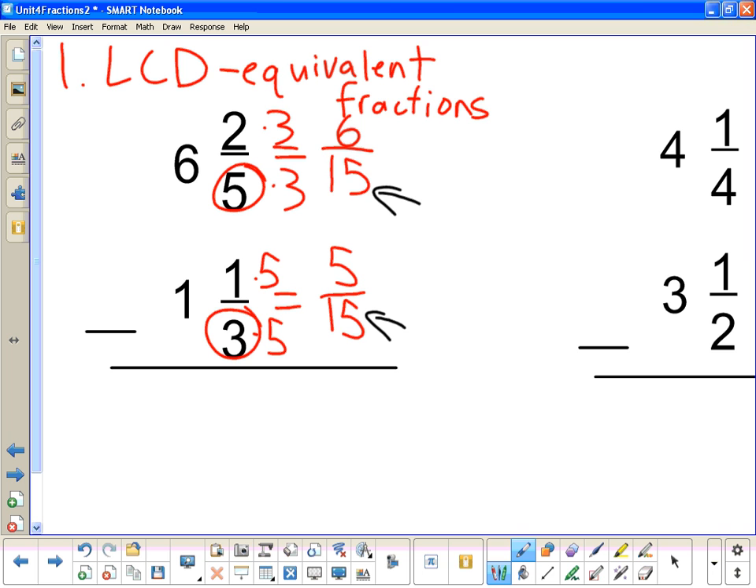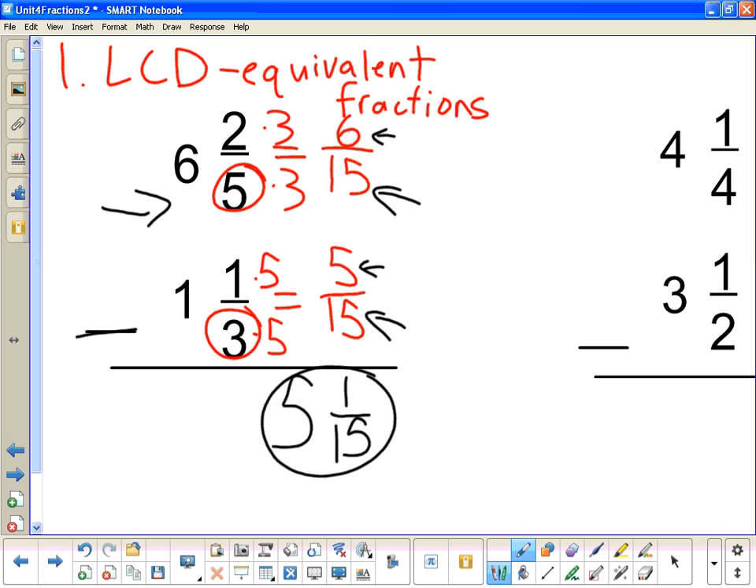And what's more interesting here is that the numerator is bigger on the top than on the bottom. So in this case, we don't really have to rename, which I did not mean, but we'll do the example anyway. So now, since we're subtracting, I'm going to subtract my numerators. 6 minus 5 gives me 1, and my denominator stays the same. With the whole numbers, 6 minus 1 gives me 5. So I get 5 and 1/15.